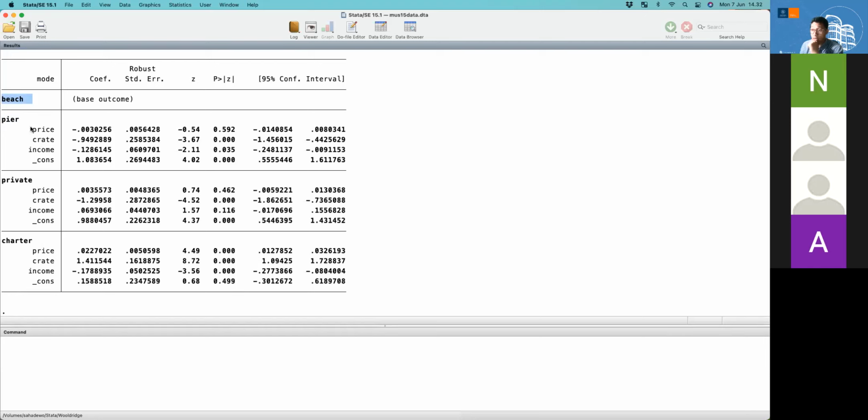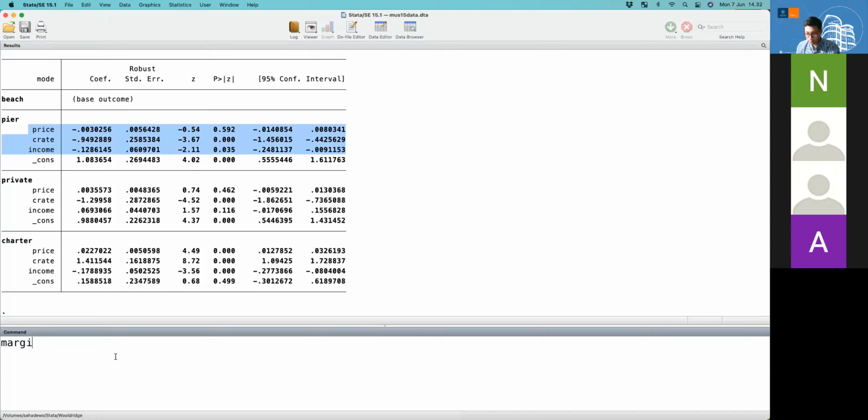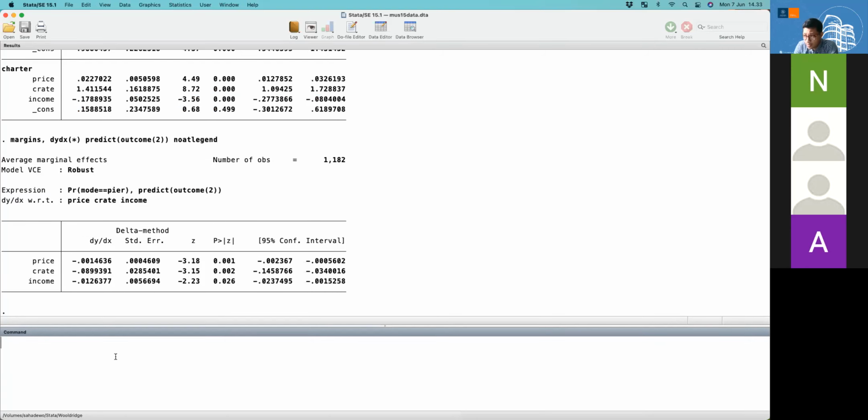Now, we cannot do the interpretation right away on the price, catch rate, and income. Why? Again, the estimated coefficient is not really meaningful at this point, except for the plus and minus sign. And so what we need to do is the average marginal effects. Okay, so what we can do is margins, and then dydx, and then we want to predict, say, outcome 2. In this particular case, we're looking at the pier.